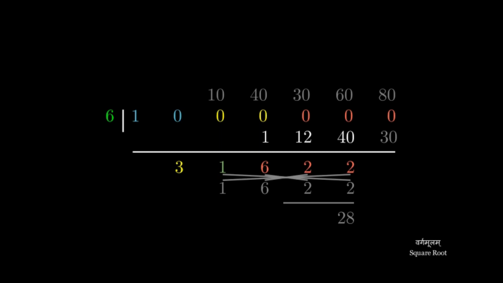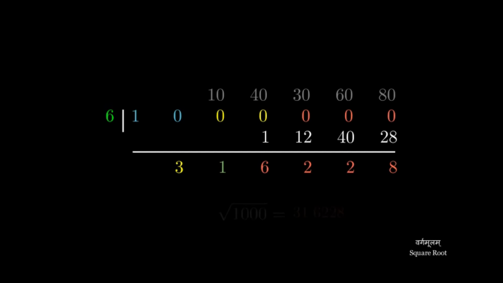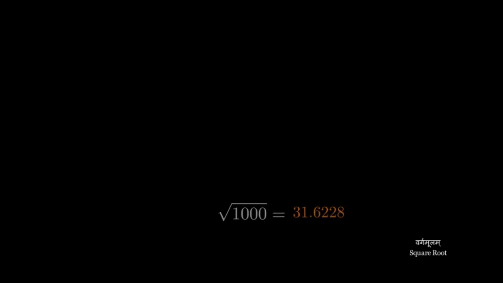The D operator is applied on 1622 and the result 28 is subtracted from 80 and the value 52 divided by 6 and its quotient 8 is the next decimal digit. Thus, the square root of 1000 is 31.6228.